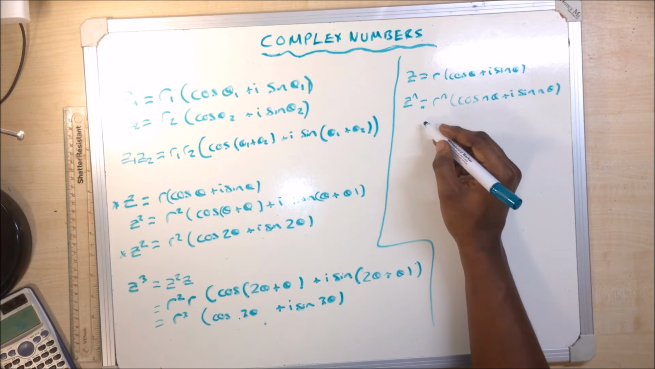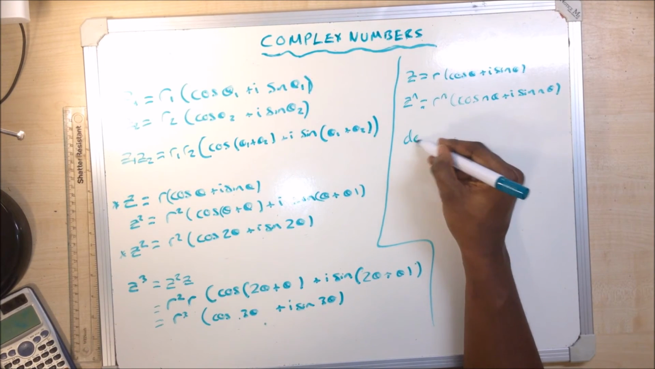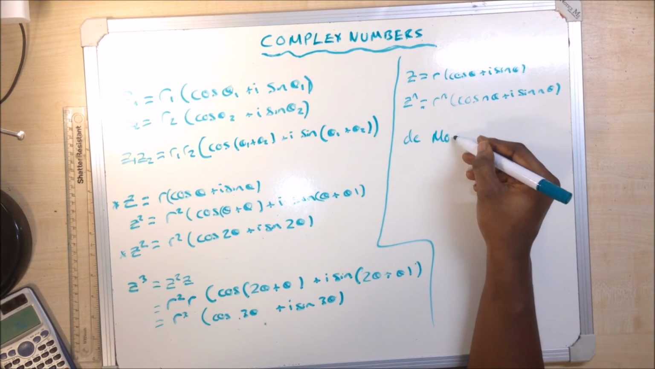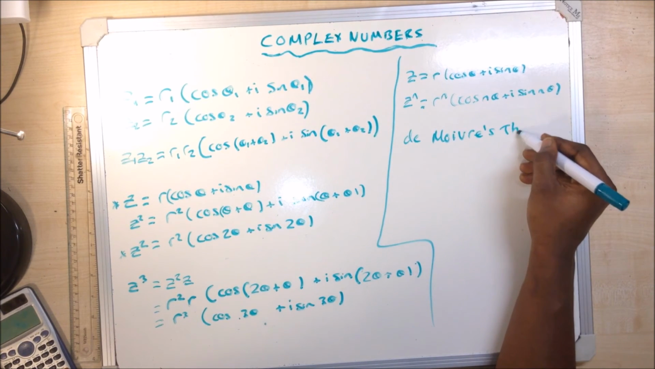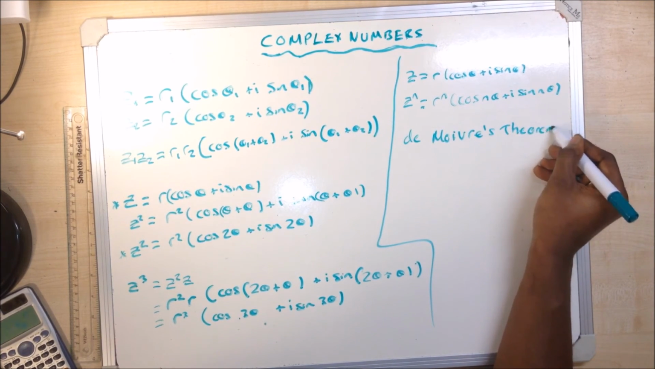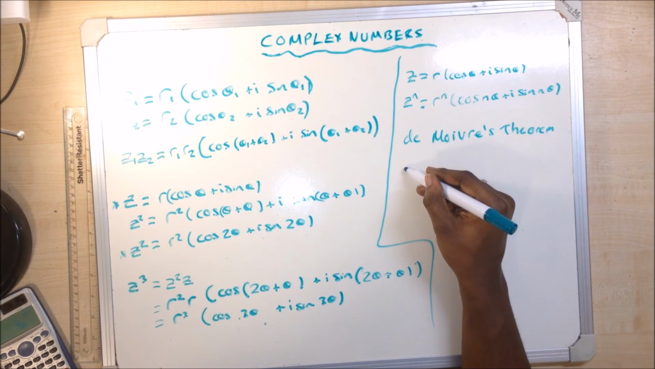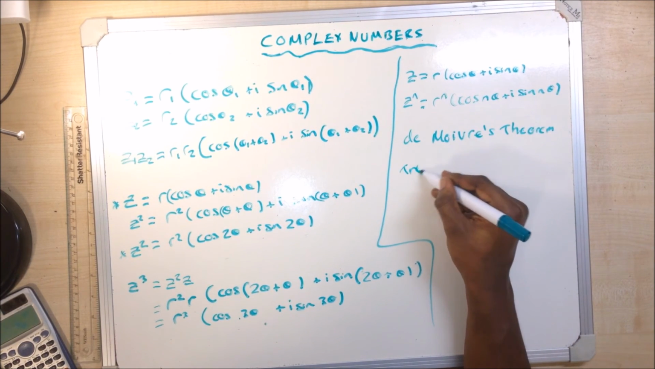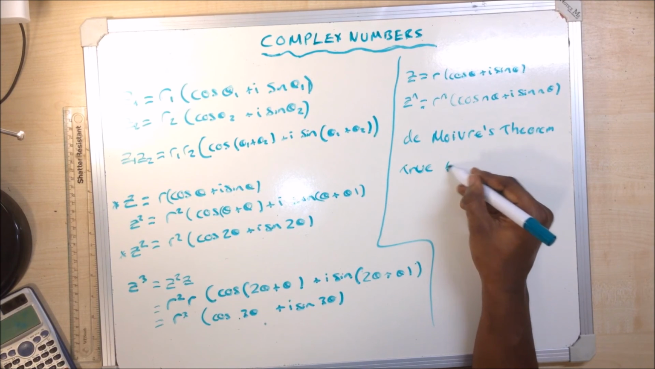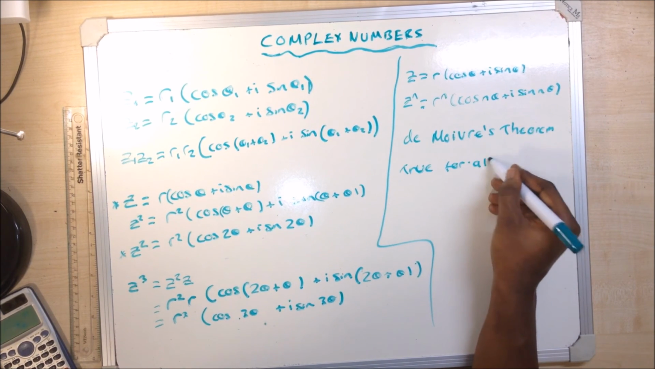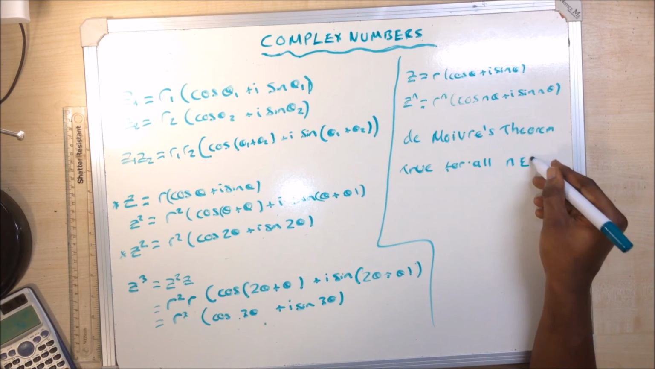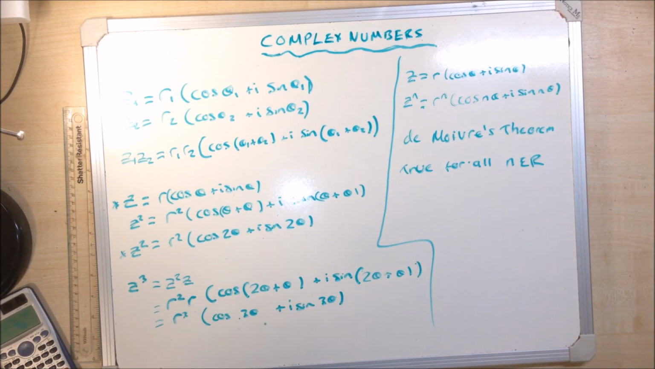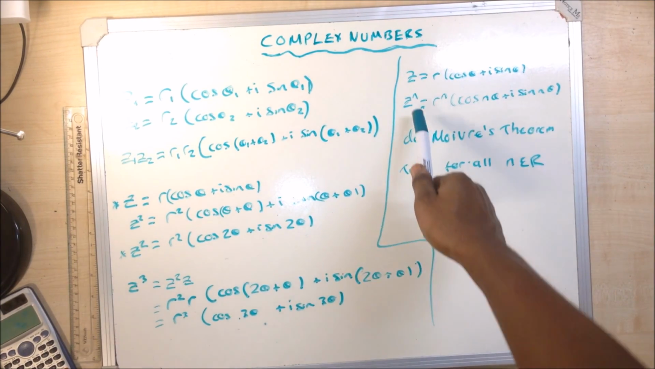And this theorem, De Moivre's theorem, is true for all n values, for all real n values basically. Okay? So this would work for any n value.